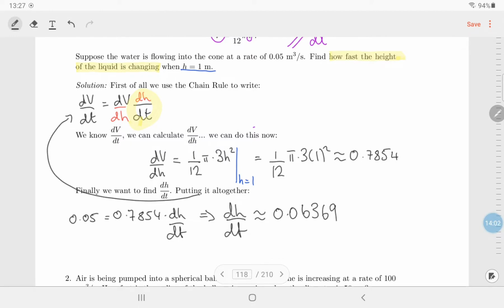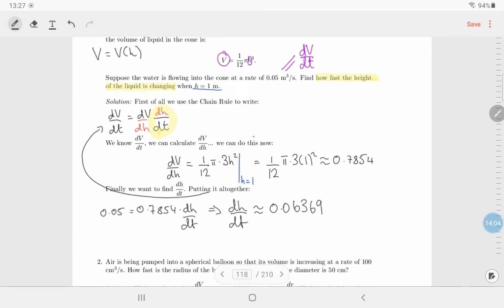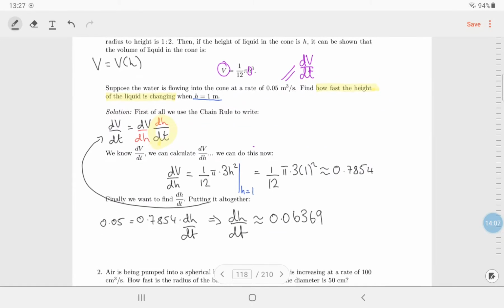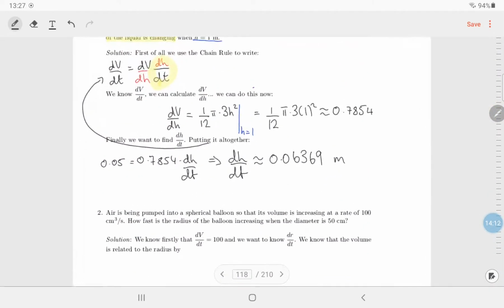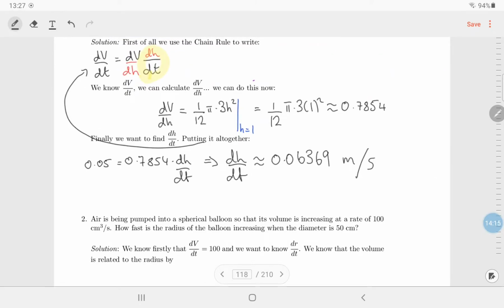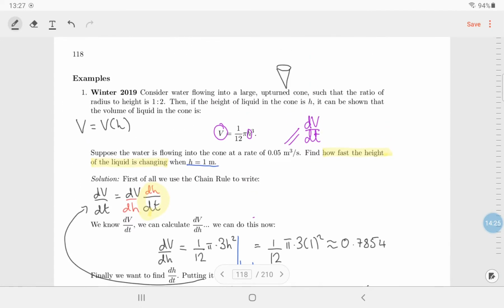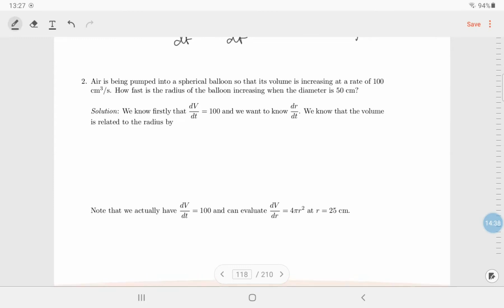And now what about the units? The units of dh/dt are the units of h divided by the units of t. The h, as we can see, is in meters, and the time is in seconds. So about every second, it's going up about 6 centimeters at that point. A bit later on, because it's an upturned cone, the height is going to grow slower. This is like when you're blowing air into a balloon: at the start, the radius changes quite quickly, but then it slows down, which we're going to learn about here.